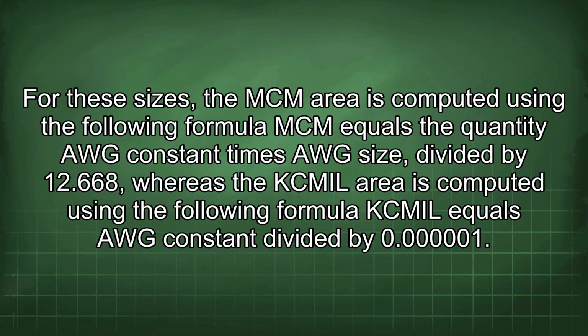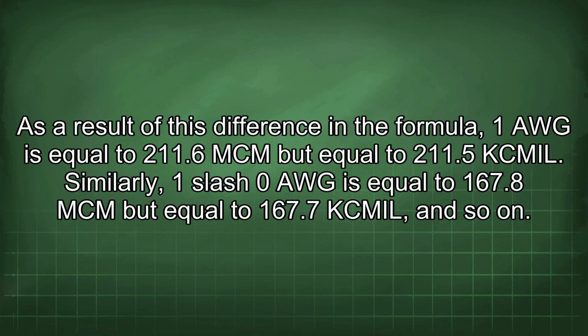For these sizes, the MCM area is computed using the following formula: MCM equals the quantity AWG constant times AWG size divided by 12.668, whereas the Kcmil area is computed using the following formula: Kcmil equals AWG constant divided by 0.1. As a result of this difference in the formula, 1 AWG is equal to 211.6 MCM, but equal to 211.5 Kcmil. Similarly, 1/0 AWG is equal to 167.8 MCM, but equal to 167.7 Kcmil, and so on.